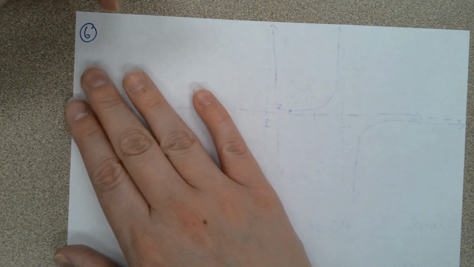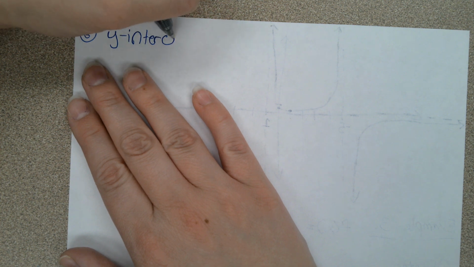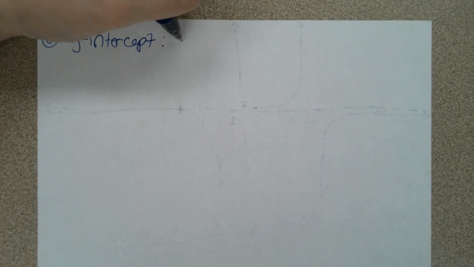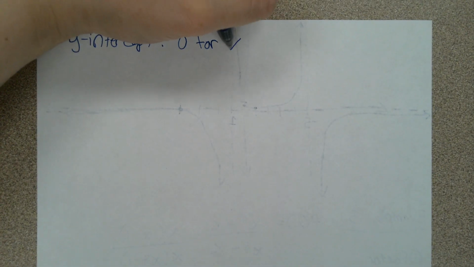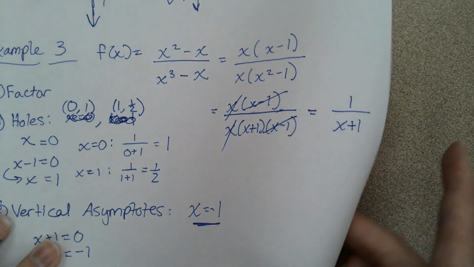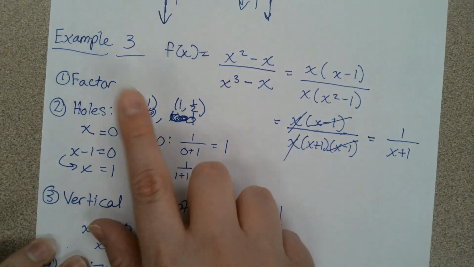So step 6, you find the intercept. So we're going to find the y-intercept first. And that is 0 for x. And again, this time we're going to use the new and improved function. So y equals 1 over 1 plus 0, which is just 1. So our y-intercept is at 0, 1, which we actually know to be a hole on the graph, so we need to be careful there.